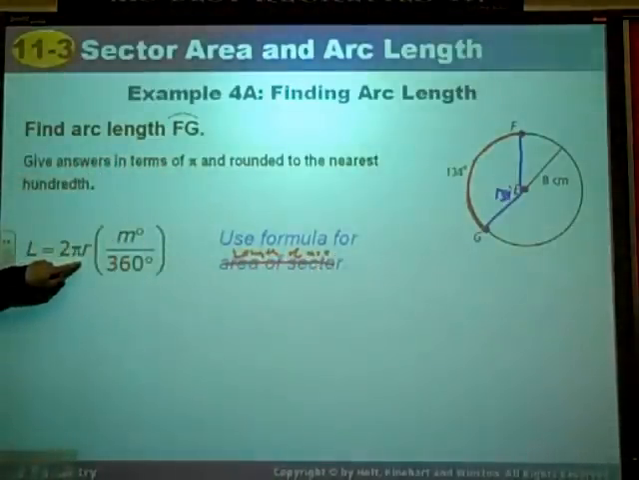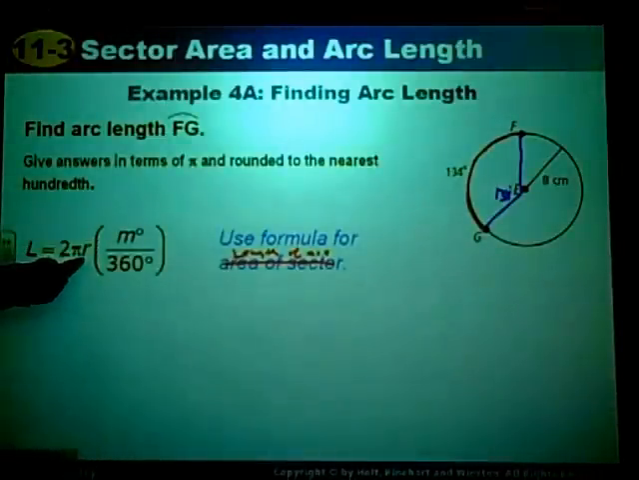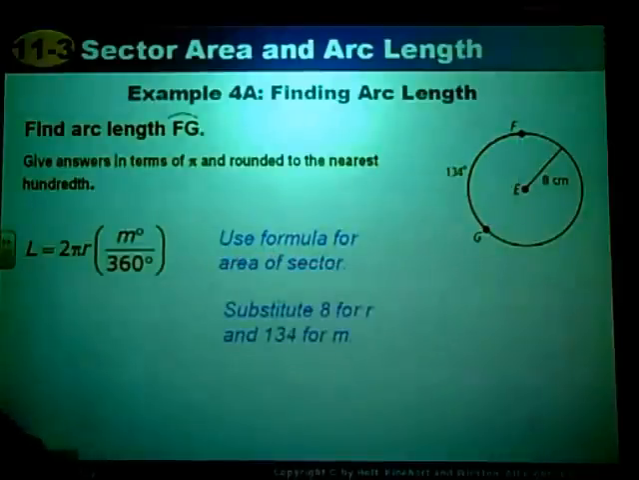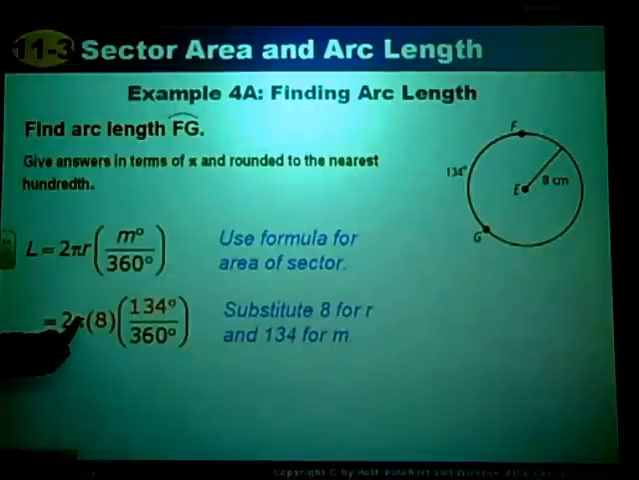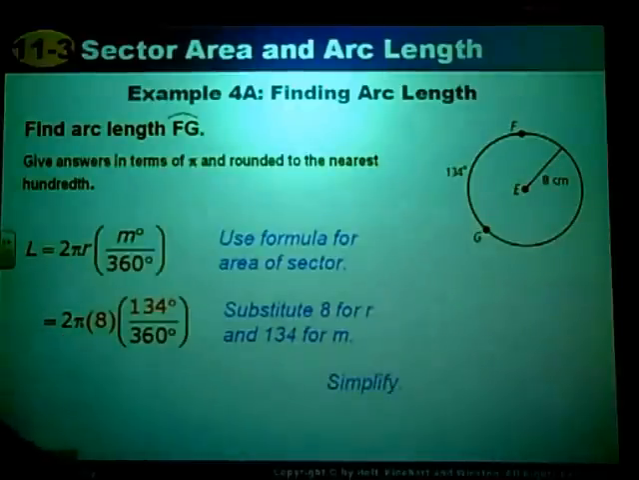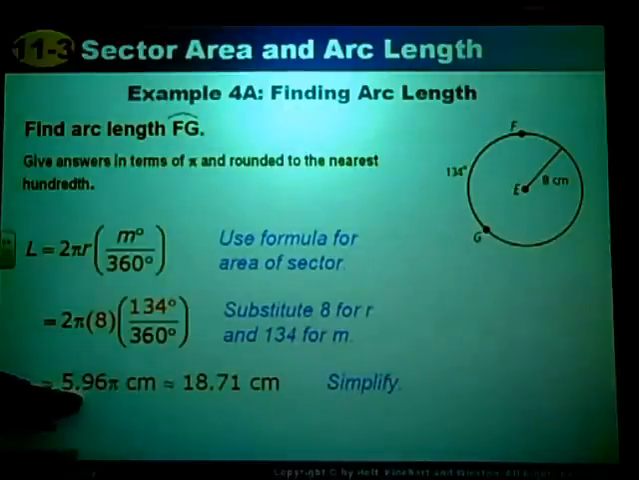And 2 pi r, circumference, times the degree. I know a radius, it's 8. The radius is the same anywhere on the circle. And I'm looking for a degree, and I see there's my degree measure, 134 over 360. Plug it in, and it says in terms of pi, I want an exact answer, and round it to the nearest hundredth. So first, I won't use my pi. I'll multiply 2 times 8 times 134 divided by 360. And I'll get 5.96 pi centimeters.